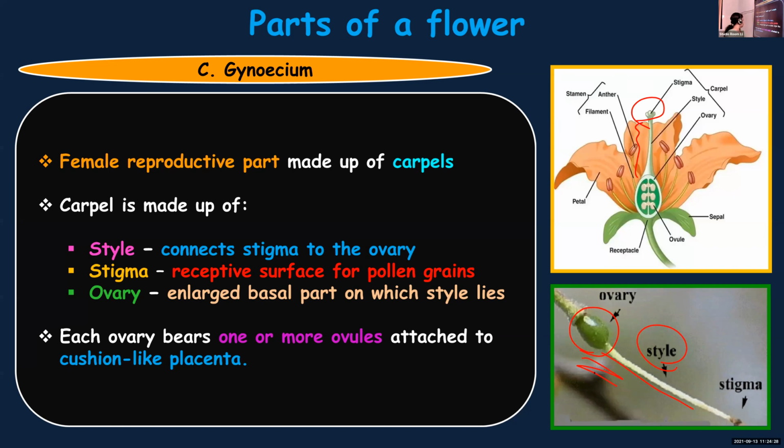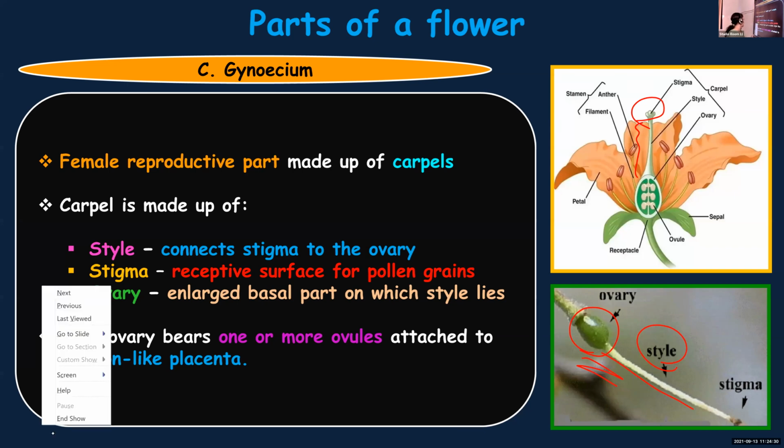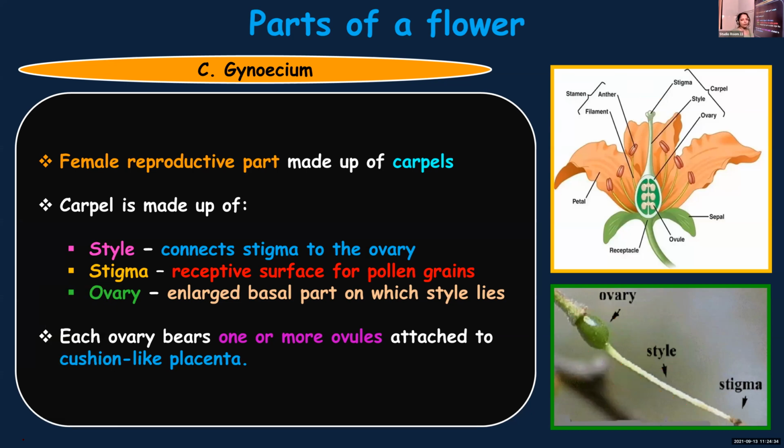Inside each ovary, there will be one or more ovules. The number of ovules also will be different for different flowers. Sometimes it can be one, it can be many. You will be learning about that later.